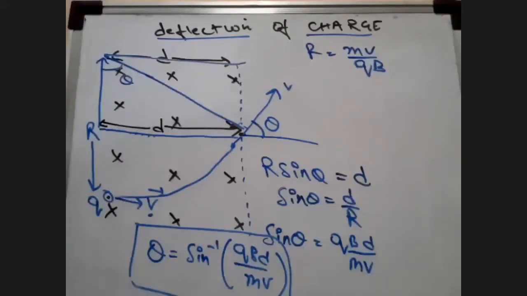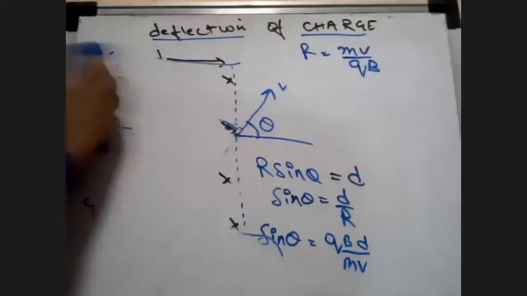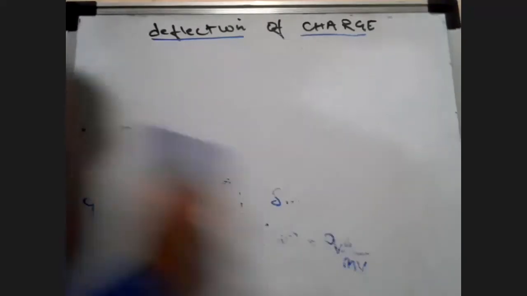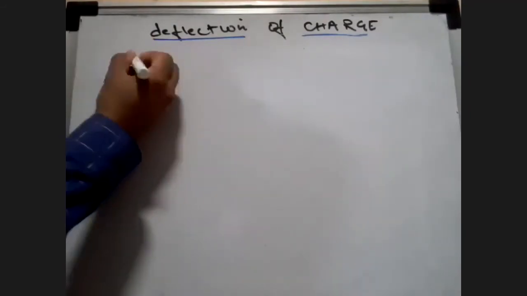So if this is clear, students, let's come to some interesting questions based on the same concept. Here the question states: find the angle of deviation of the particle as it comes out of the magnetic field, if the width d of the region is very slightly smaller than mv upon qb.